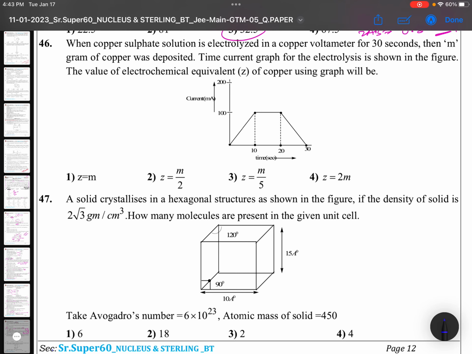The value of the electrochemical equivalent of the copper. Generally, copper equivalent will be m by 2. If you don't know, you can go with it. Sometimes it may be possible, but in general it will be m by 2. But here, how to do this?